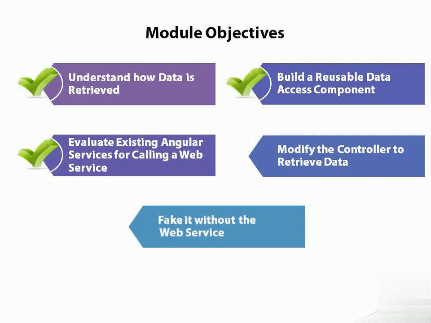We then built a common services module and defined a product resource custom service within that module. The product resource service is our reusable data access component. We then modified the controller to call the query method of the product resource service to retrieve the data. But since we did not build a back-end web server to process the request, we were not getting any data.